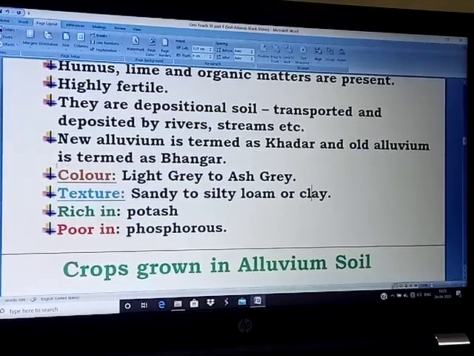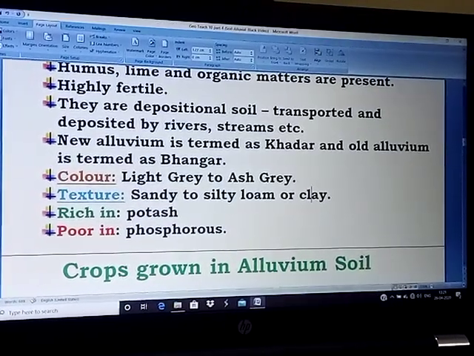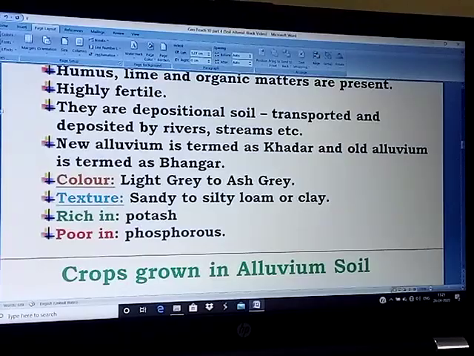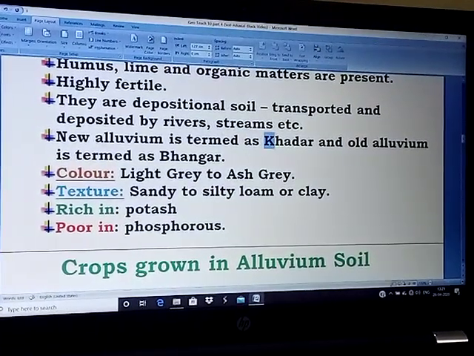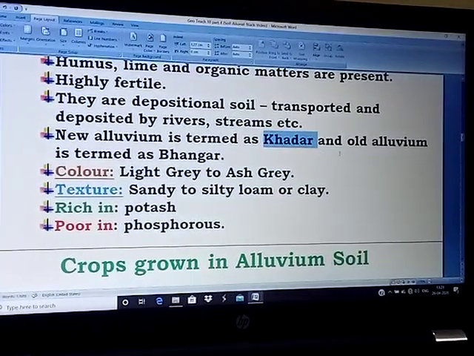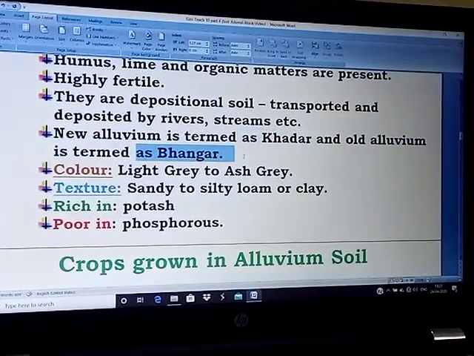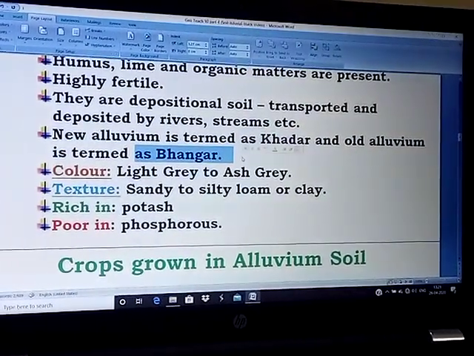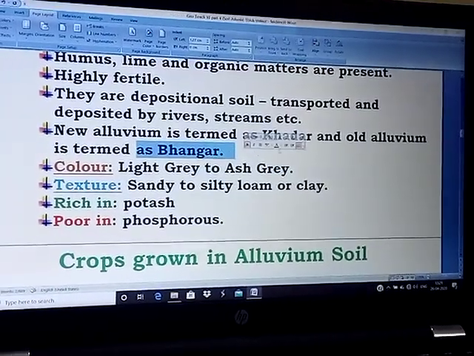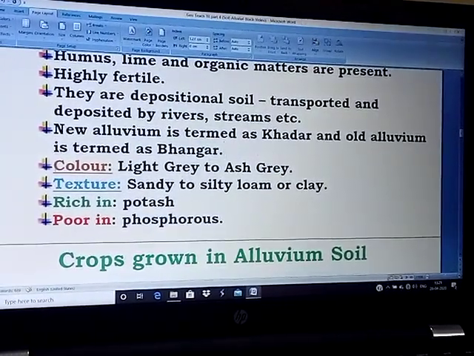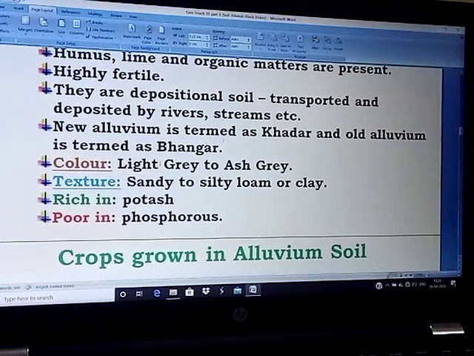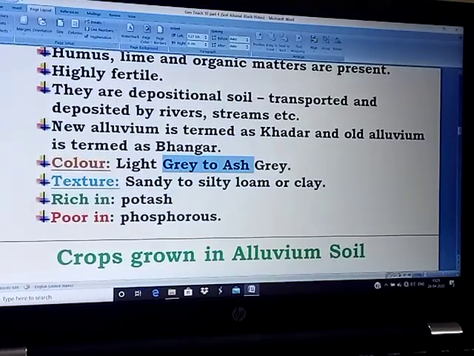New alluvium is termed as khadar. There are actually two types of alluvium soil. One is known as the khadar, which is the new type of alluvium, and the old type of alluvium soil is also known as bhangar. We will get into detail on the difference between the two. Now, what is its color? Its color is light gray, or we call it ash gray.